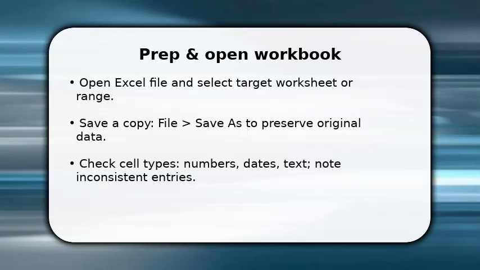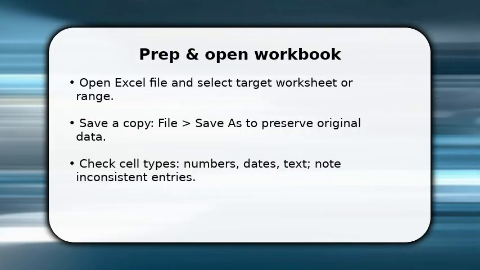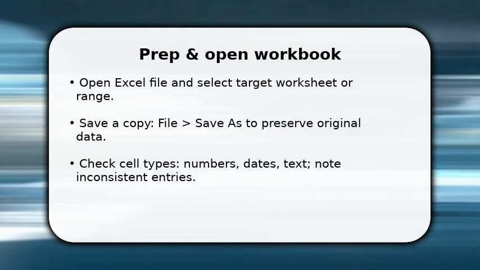You start by opening the workbook and selecting the specific sheet or range you want to change. This ensures you operate on the right data. Make a save as copy immediately so you can revert if formatting breaks formulas. Then quickly scan cell types, numbers, dates, or text, because Excel applies different format rules. Fixing mixed types first prevents later surprises.